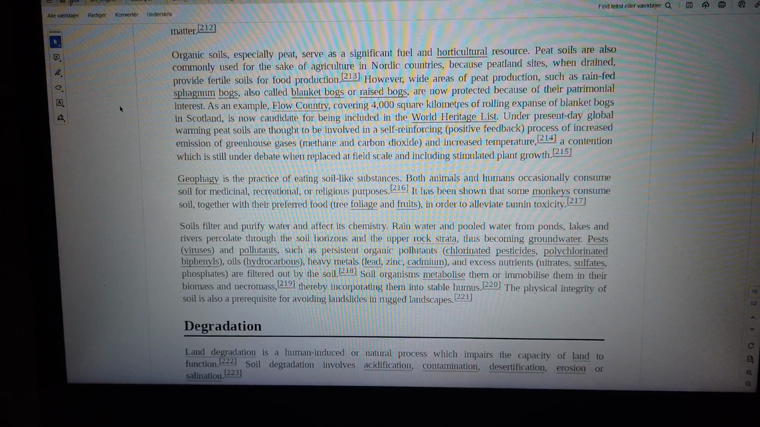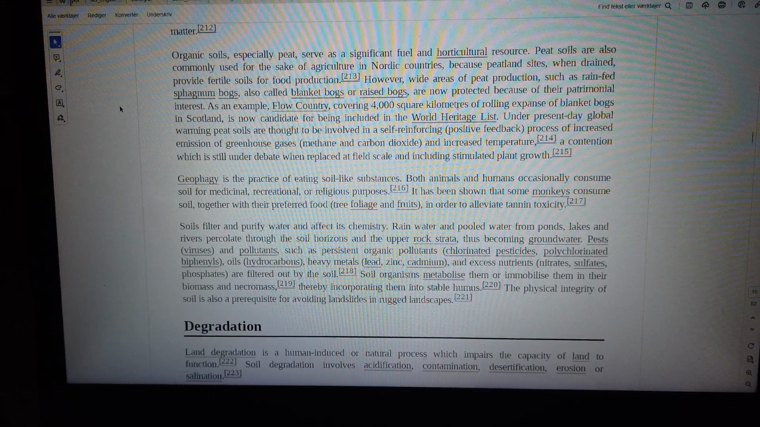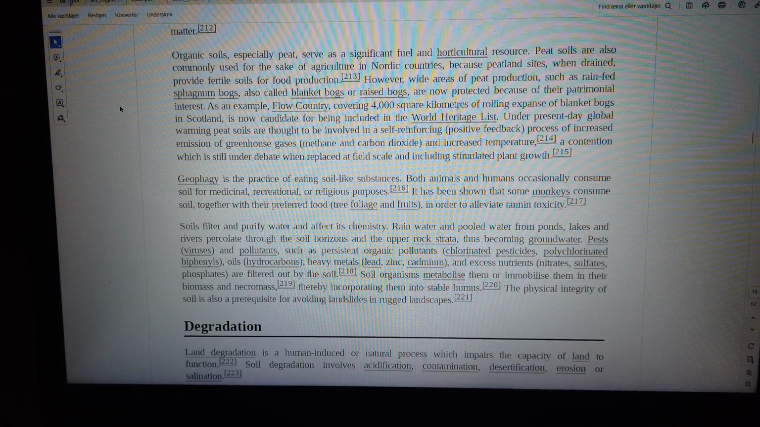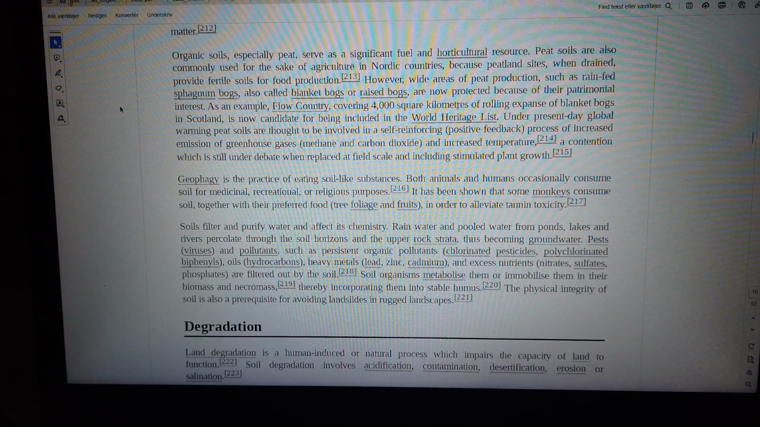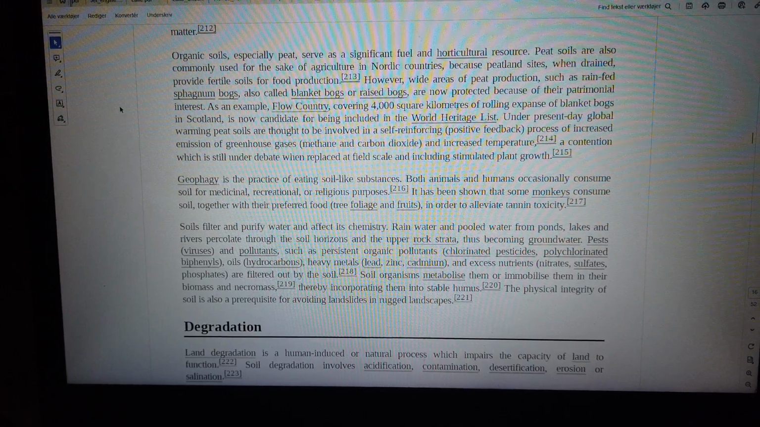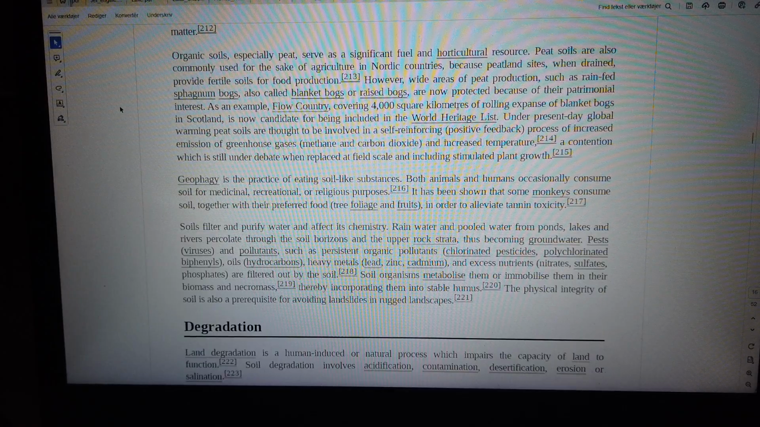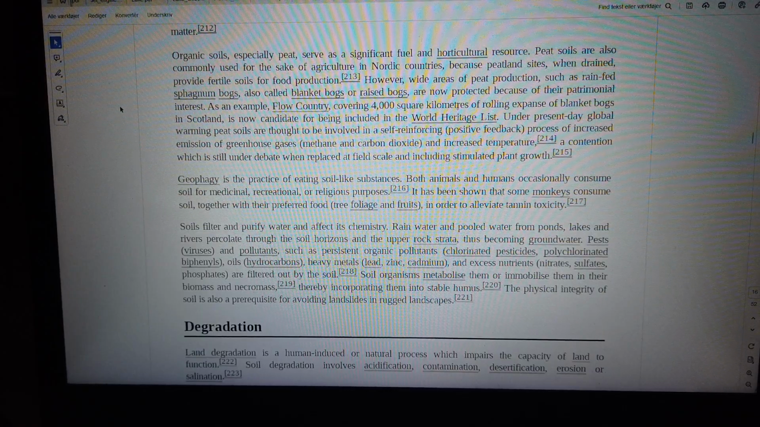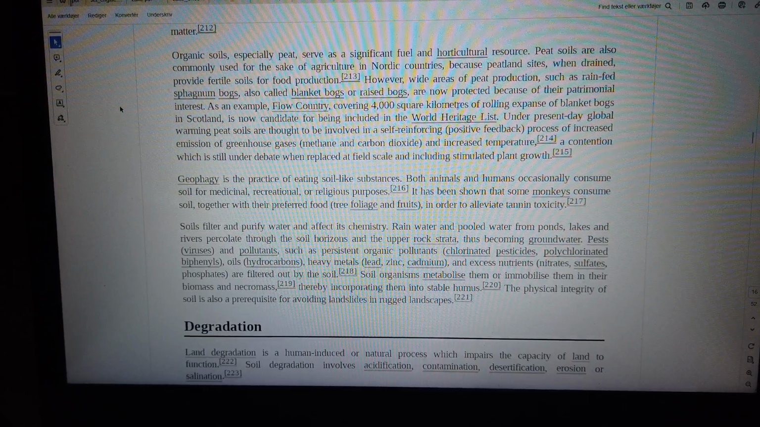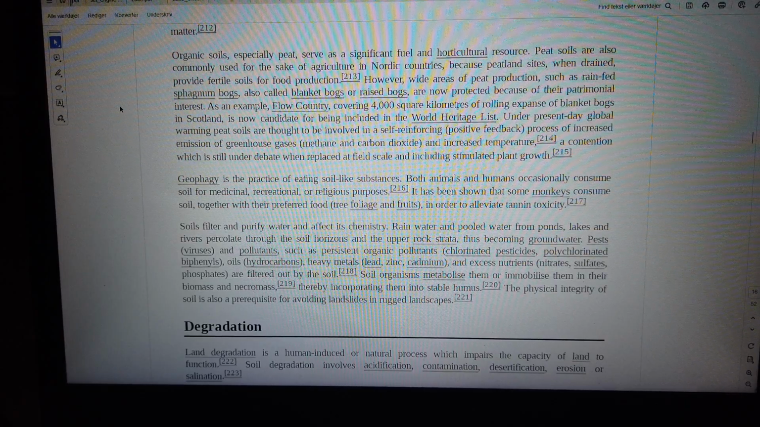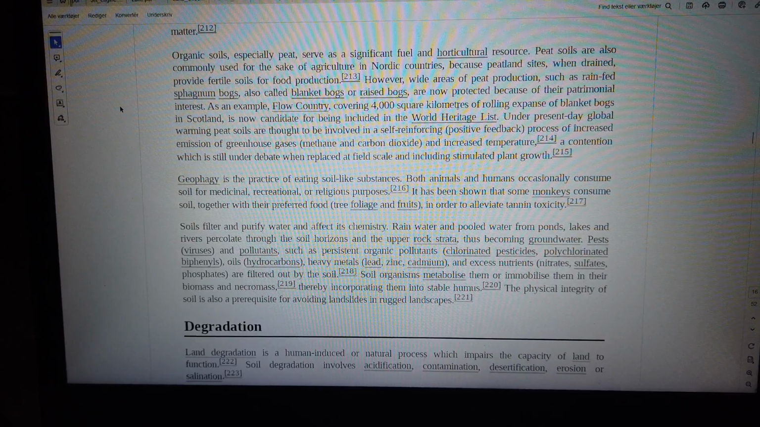Geophagy is the practice of eating soil-like substances. Both animals and humans occasionally consume soil for medicinal, recreational, or religious purposes. It has been shown that some monkeys consume soil, together with their preferred food, tree foliage and fruits, in order to alleviate tannin toxicity.